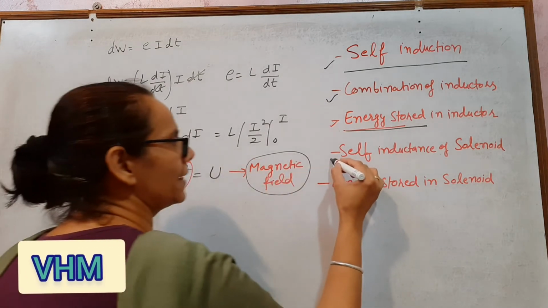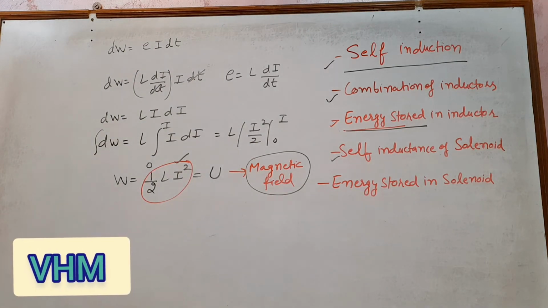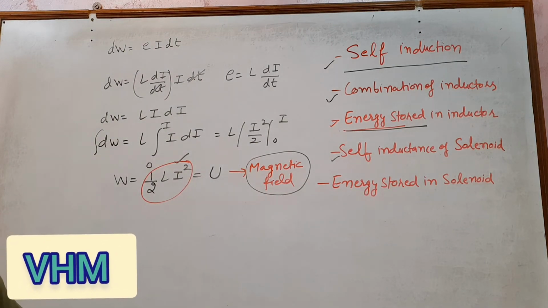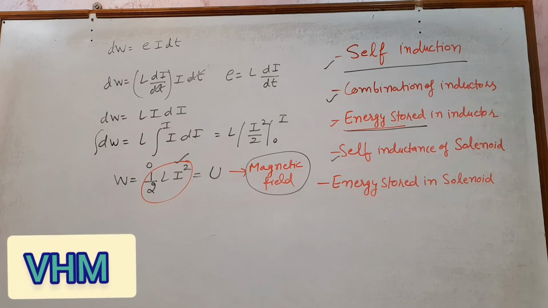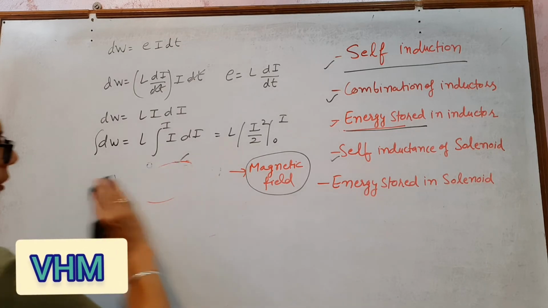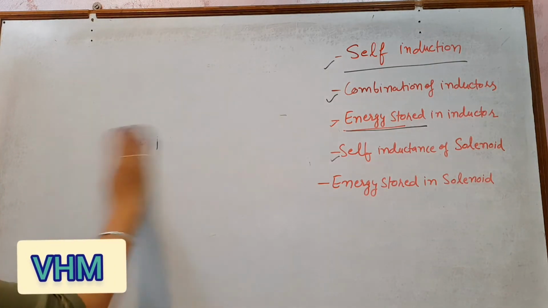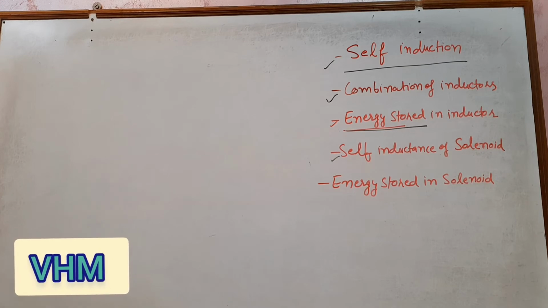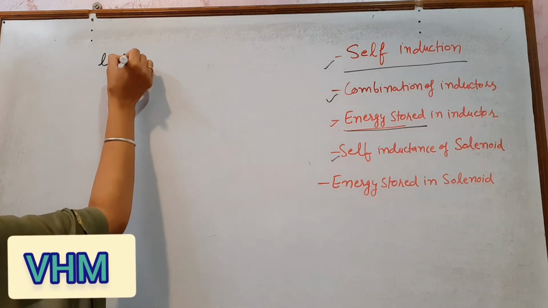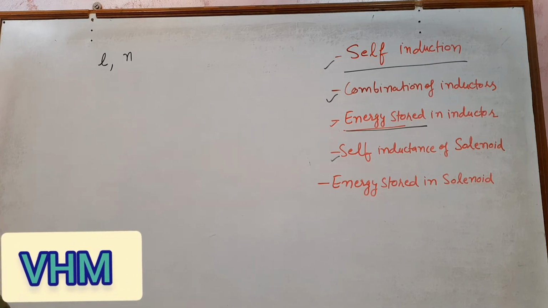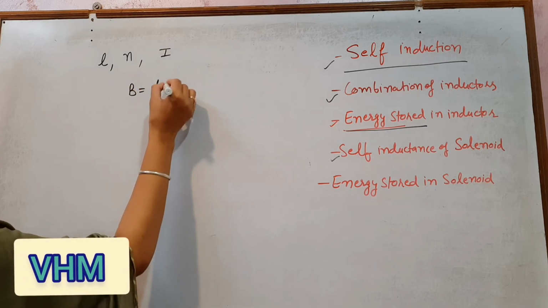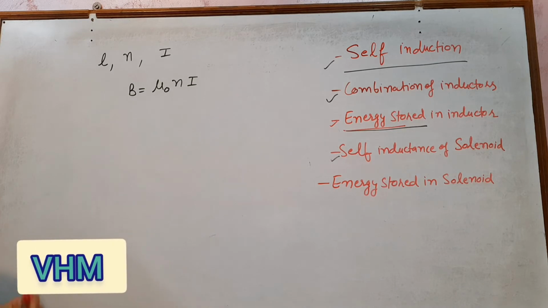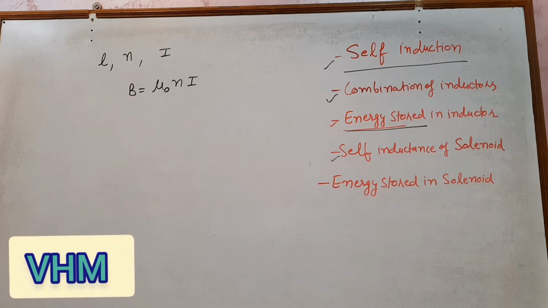Okay. Then the next is the self-inductance of a solenoid. How do we calculate the self-inductance of the solenoid? For that, we consider a long solenoid having the length L. First we erase this, then we start the next one. That is a solenoid of length L, number of turns per unit length is n, and I is the current flowing through it. Then the magnetic field is mu naught n I. We know it; we have to derive it in the magnetic effects of current. So B is mu naught n I.